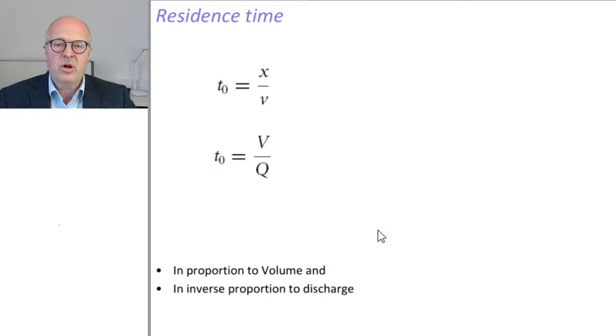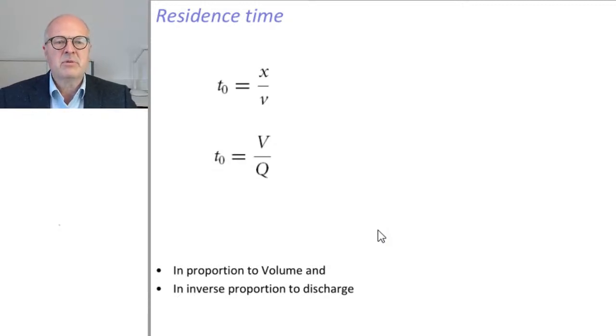So you have a volume of a bathtub, you have a flow into the bathtub. The flow out of the bathtub is the same, inflow, outflow is the same, stationary system. Now the volume of the bathtub divided by the flow in, out gives you the residence time of water in the bathtub. So in a similar way, you can calculate the residence time of water in an aquifer.